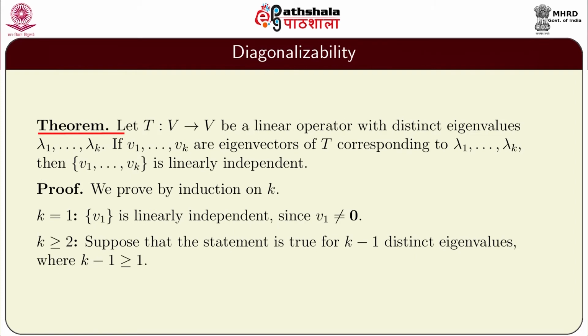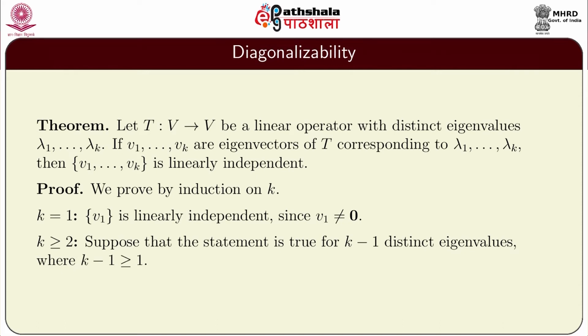The theorem says the following: let T from V to V be a linear operator with distinct eigenvalues lambda 1 to lambda k. Suppose that V1 to Vk are eigenvectors of T corresponding to the eigenvalues lambda 1 to lambda k, then the set of vectors V1 to Vk is linearly independent. The proof is by induction on k, which is the number of distinct eigenvalues of T.